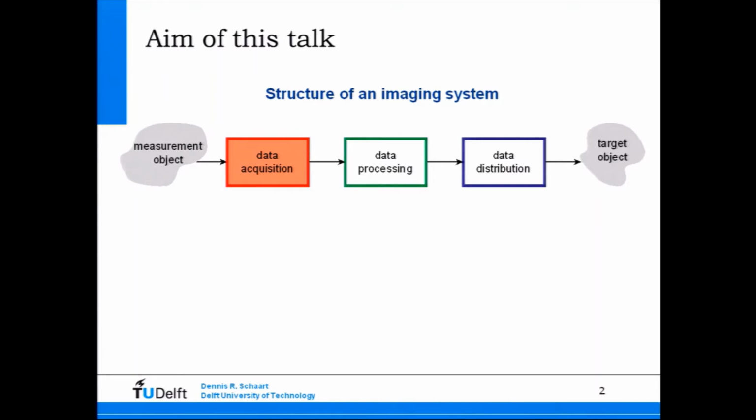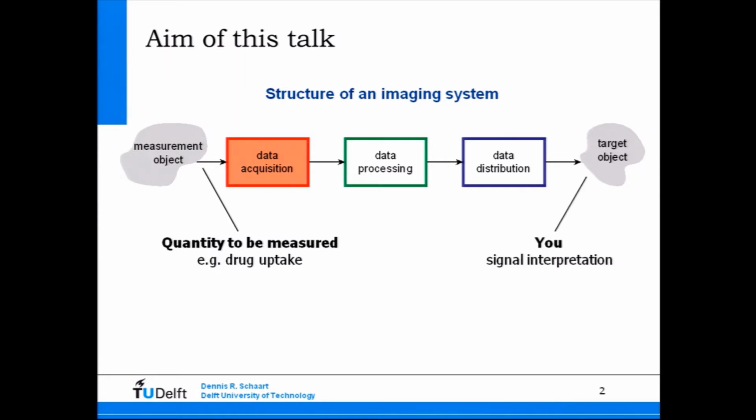So on a high level of abstraction, if you look at the acquisition of an image, what are you actually doing? There is some phenomenon in reality that you are interested in. There is some quantity to be measured. Let's assume drug uptake. And you do imaging in order to acquire data. That data is then processed. I think Roger gave a very good account of the image reconstruction process. Data is then distributed to the people who are interested in the data, which is probably you. And you're going to try to make some sense out of those data.